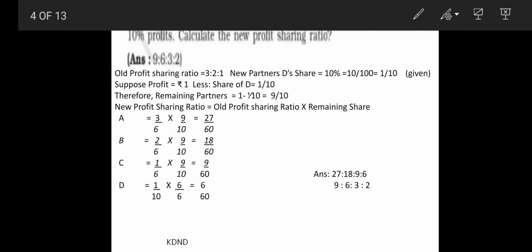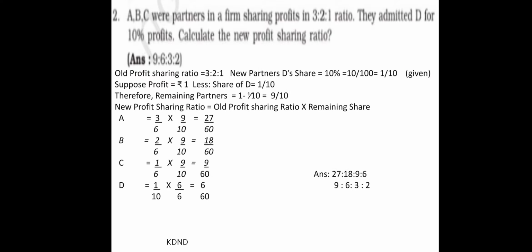Next sum. A, B and C are partners sharing in 3:2:1. They admitted D for 10% profits. Calculate the new profit sharing ratio. Under this also, the new partner's share is given and the old profit sharing ratio is also given. In the same way we have to assume profit as 1, less share of D, and then the remaining share we will find out, 9/10, and then we have to just multiply with the mathematical techniques.